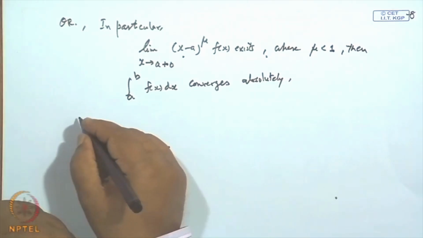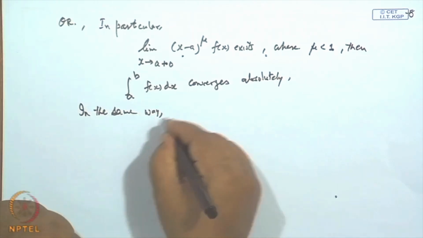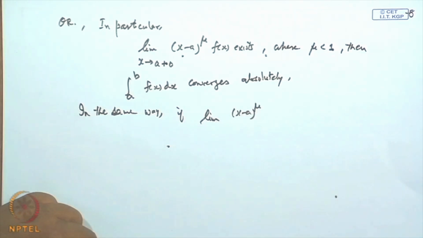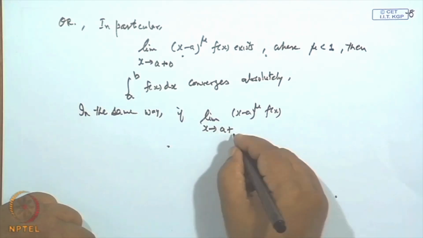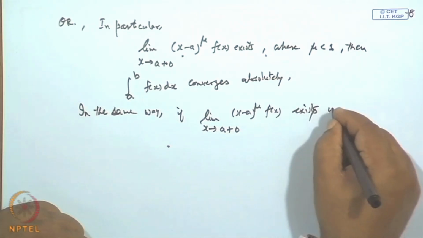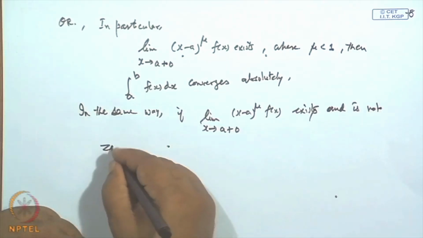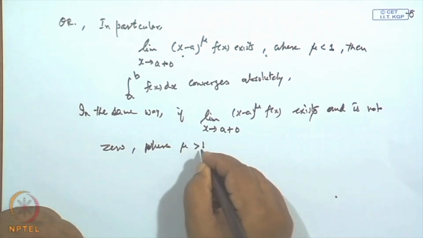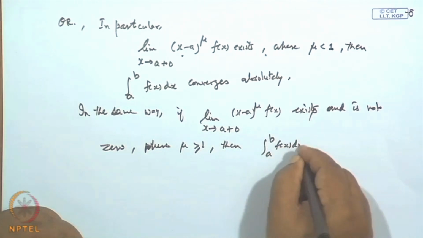Okay, and in the same way, if the limit of (x minus a) to the power mu times f(x) when x tends to a plus 0 exists and is not 0, where mu is greater than or equal to 1, then the integral from a to b of f(x) dx diverges.